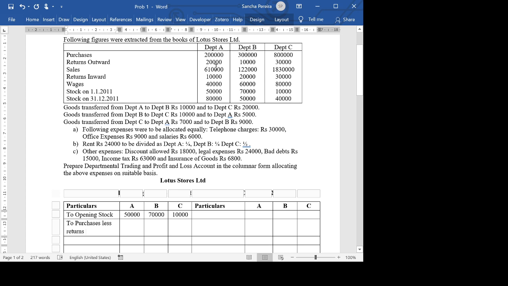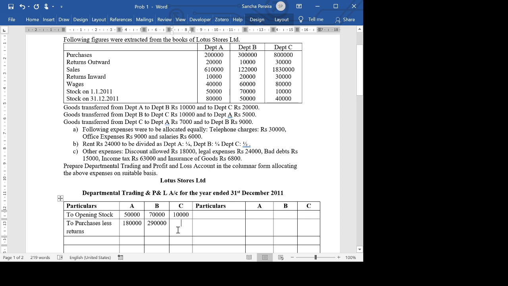So how I'm going to show purchases less returns is, you have your purchases minus the returns. Your purchases are 2 lakhs, purchase returns outward are 20,000. So your purchases less returns will be 1 lakh 80,000. Is that clear? Why I'm not showing less returns? Because I'll have 2 lakhs minus 20,000 and then another figure, then while adding it becomes a problem. So for department B, it will be 3 lakhs minus 10,000, that is 2 lakh 90,000. And for department C, it will be 8 lakhs minus 30,000, which will be 7 lakhs 70,000. So I've shown it as purchases less returns.